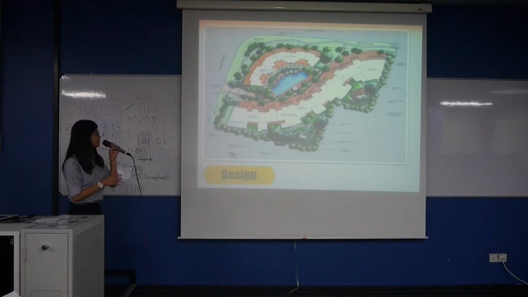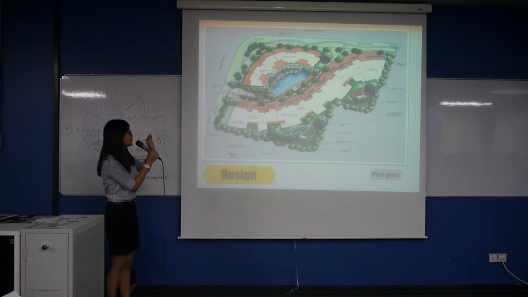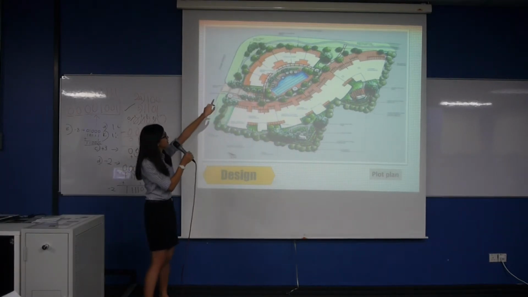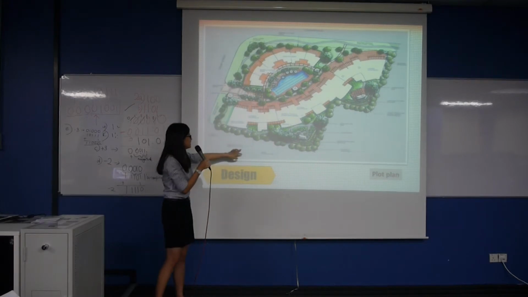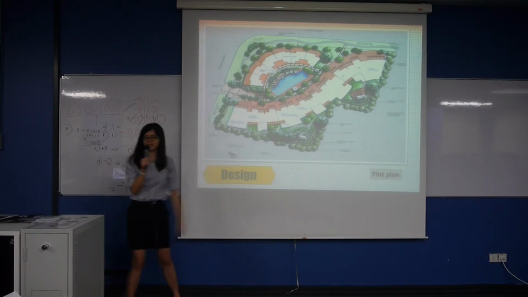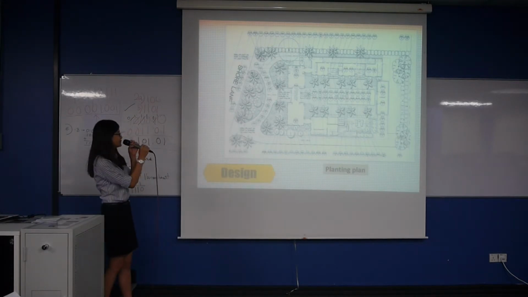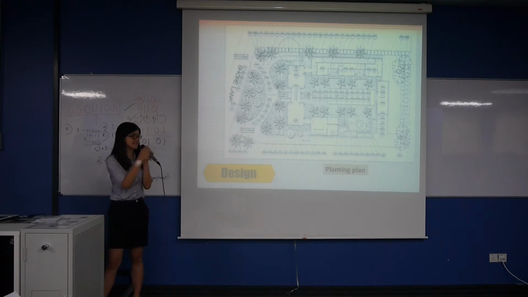Here is the plot plan. The plot plan should include things like the North Pole, the name of the place, the road, and the types of plants. The next is the planting plan. This plan shows what plants the landscape architect is going to use in the site.